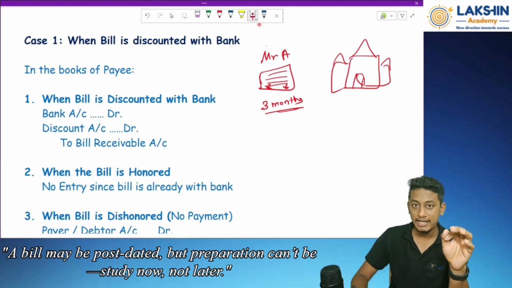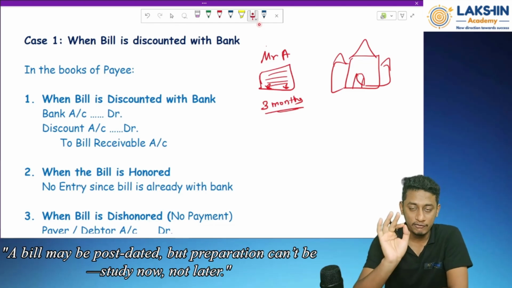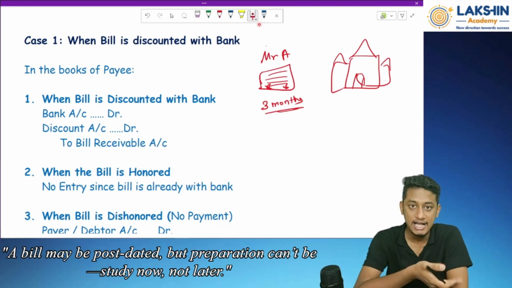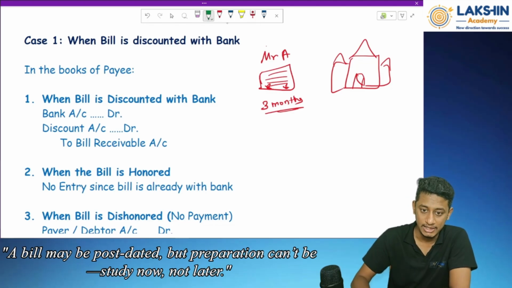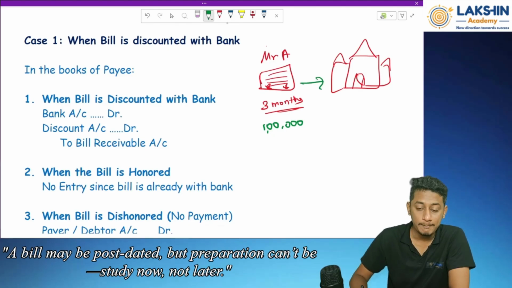Now, whenever a bank gives a loan, will it give it free of cost? No, sir, because it will charge something. So it will charge a discount on the bill. Let's take a monetary example. Let us say the bill was created for rupees 1 lakh. He goes to the bank. The bank says, I will pay you only 98,000. So what is rupees 2,000 over here? The difference of rupees 2,000 is called the discount.